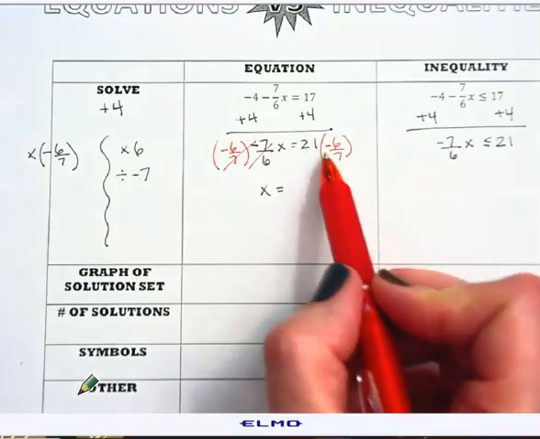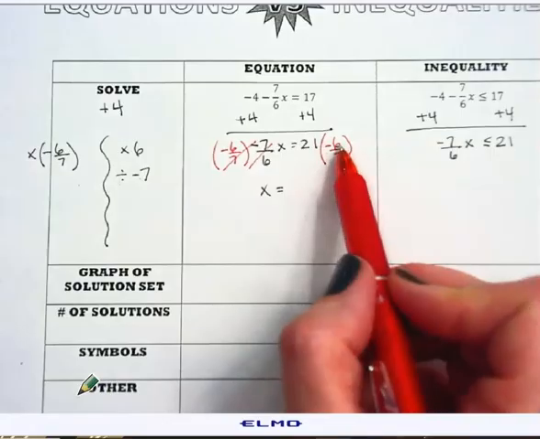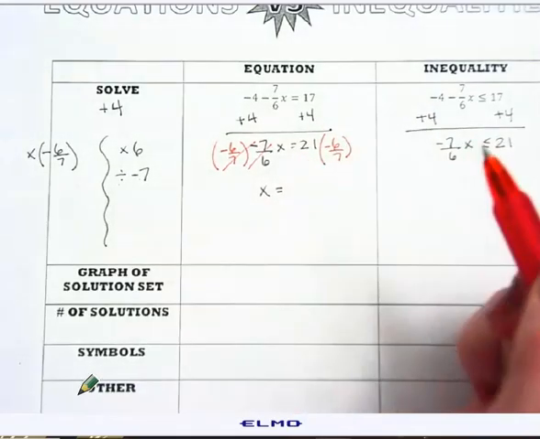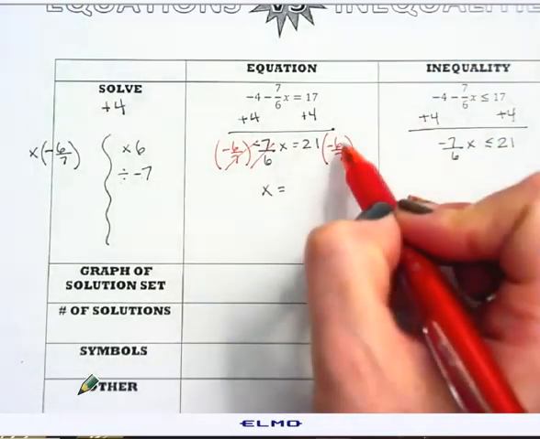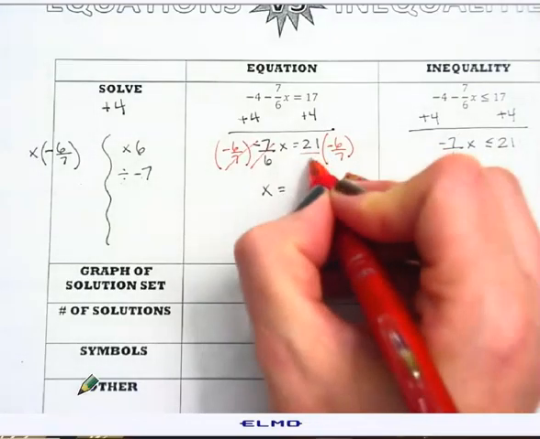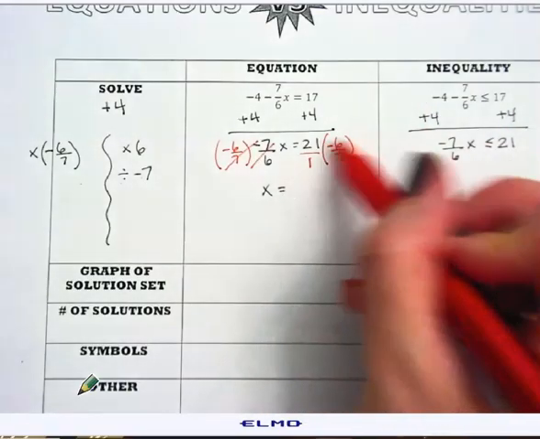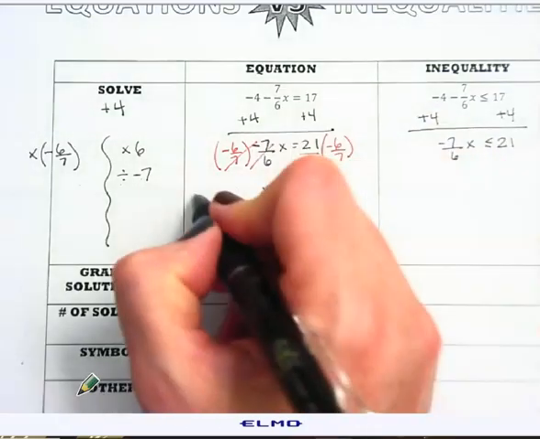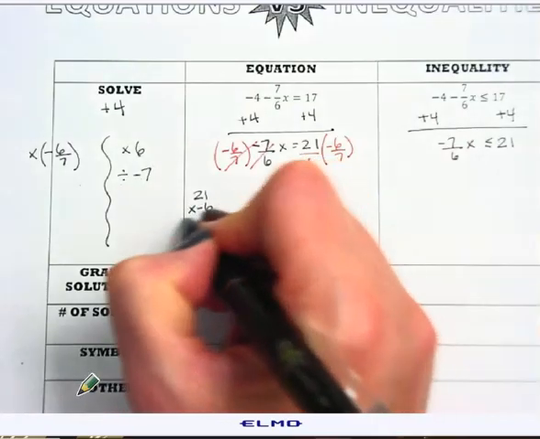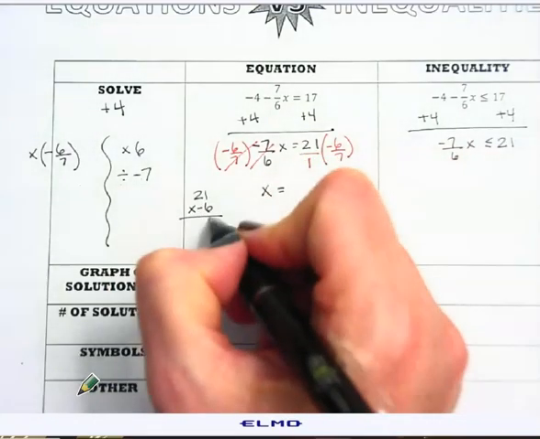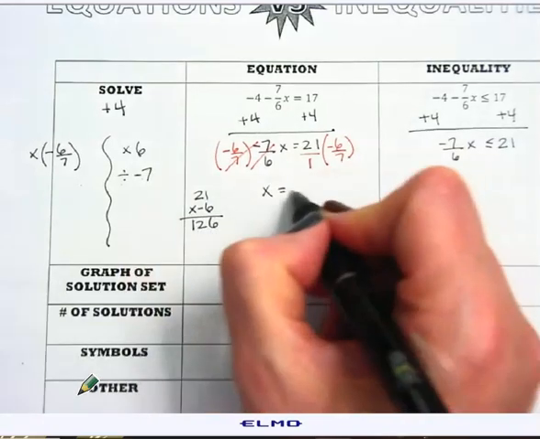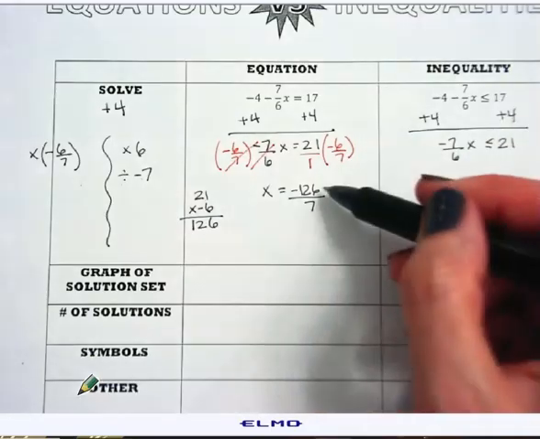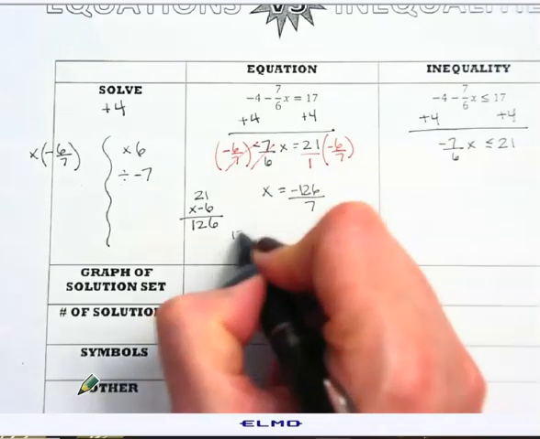Either way you go, you're going to end up having to do 21 times negative 6. Let me back up a second. If you're multiplying by the reciprocal, remember that 21 is over 1, and when you multiply fractions, you go across the top and across the bottom. So I'm going to have to do 21 times negative 6. 1 times 6 is 6, and 2 times 6 is 12. So that's negative 126. And then the denominator is 1 times 7. So now I need to do 126 over 7.